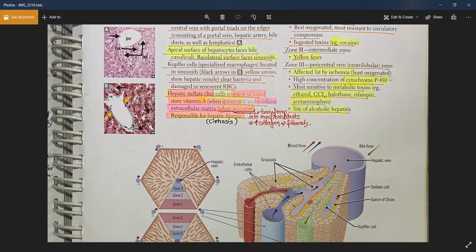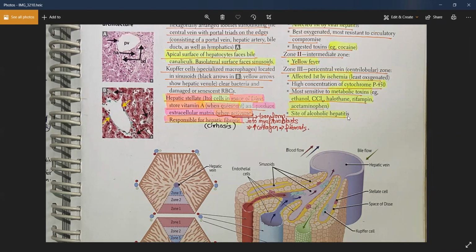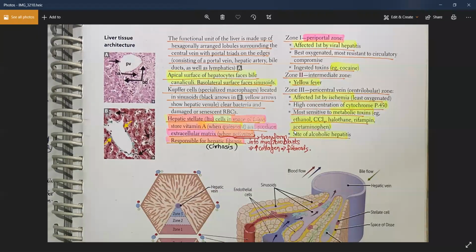Decreases the glutathione stores. Yeah, so oxidative damage will occur, and first it will occur in the central zone, or zone 3, because the highest concentration of P450 is present, and this P450 is responsible for the activation or the conversion of the acetaminophen to the toxic metabolite, right? Similar thing goes for carbon tetrachloride, for ethanol, for halothane, for rifampin. Okay, so metabolism of toxins will happen in zone 3 mostly. The site of alcoholic hepatitis is also zone 3 mostly. Okay, very important. Know these locations of different diseases.